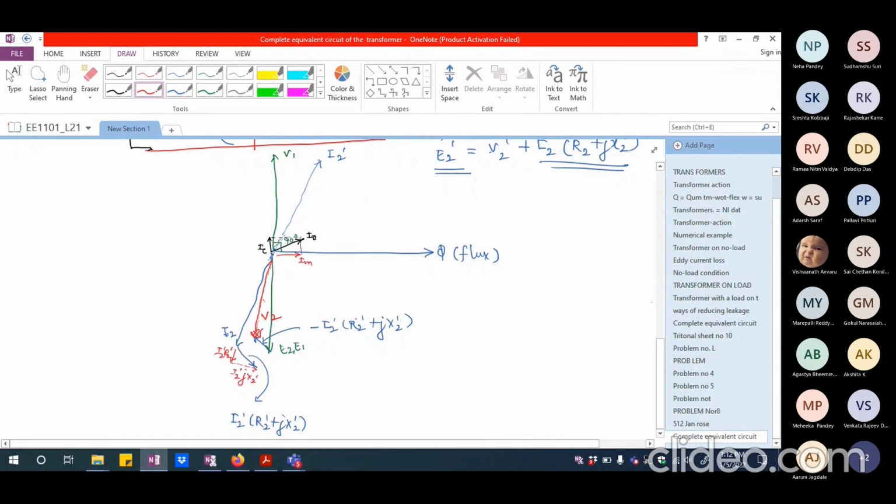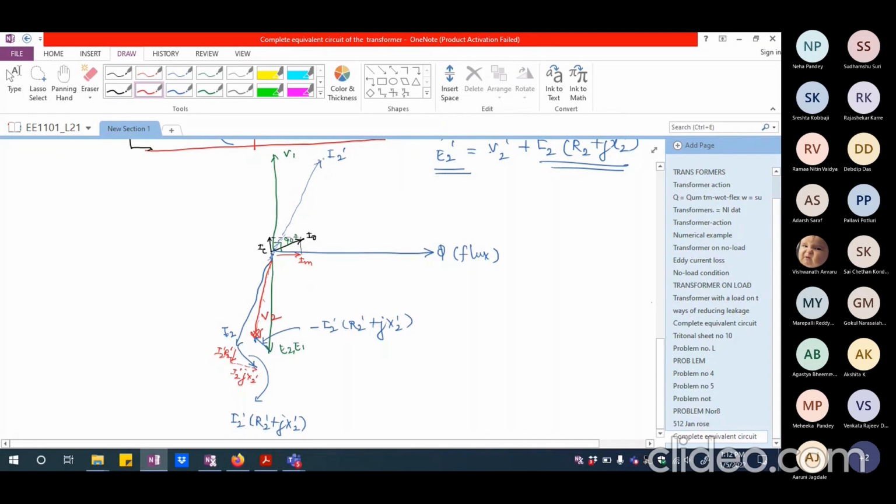But please note I have exaggerated everything here. R2 is generally very small. X2 is very small. So the drop that I have shown is not so high. Generally it will be less than 5%. That's what I told you. So it's a very, very minuscule drop. However, E2 and V2 are not exactly equal to each other. That's what I'm trying to say.